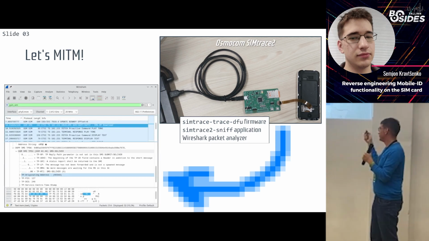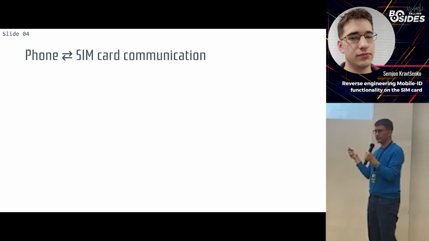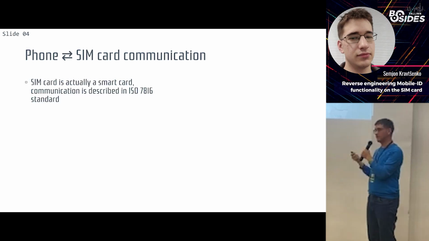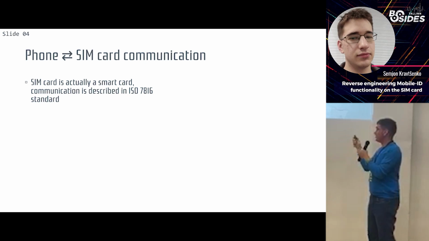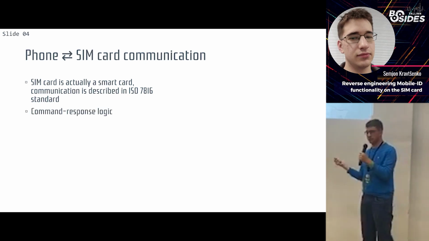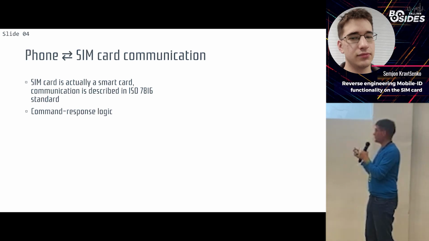Now, what I found. First of all, the general structure of this communication, the phone and the SIM card. The first thing to know here is that the SIM card is actually a smart card, just like your ID card in this regard. And this communication follows command-response logic. So the phone sends a command to your SIM card, the SIM card performs the command and gives the response back to the phone.